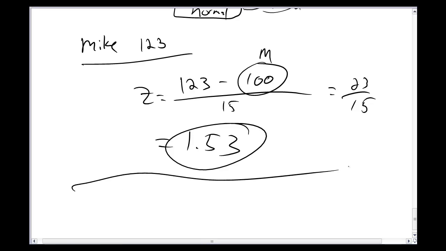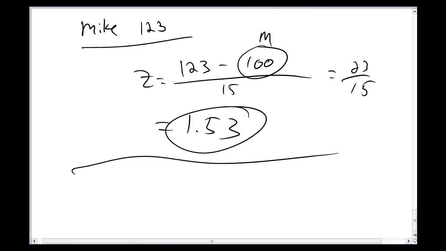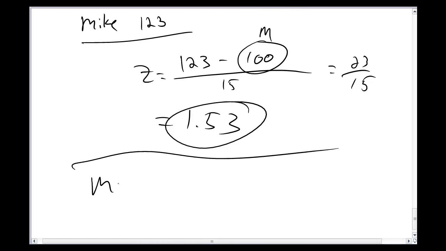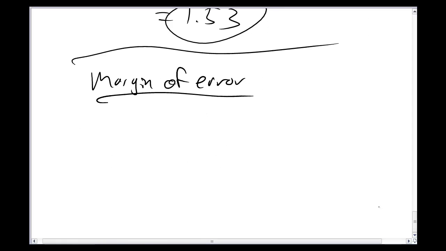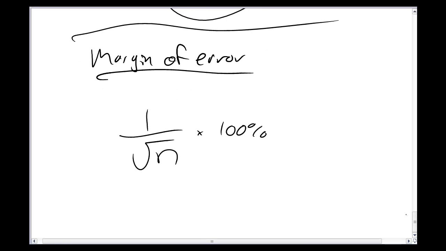The last thing I wanted to point out in this statistics section was margin of error. And margin of error has a formula, 1 divided by the square root of n times 100%, where n is the number of people you've polled. So you know, you watch those politicians, they're running for office, and it's like, so-and-so has a 47% approval rating, plus or minus 2.5%. Well, how do you get that 2.5%?